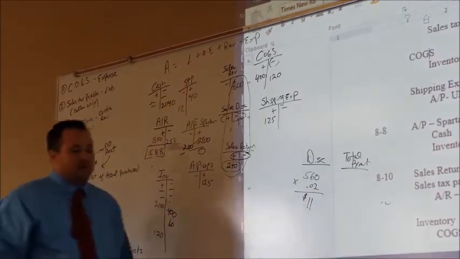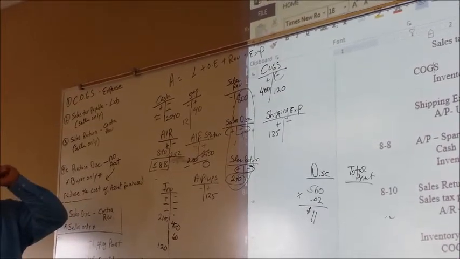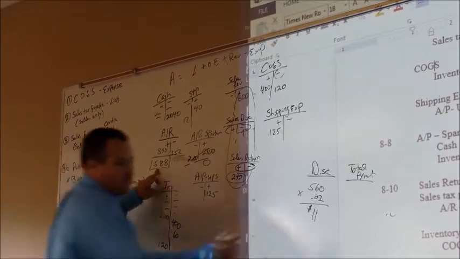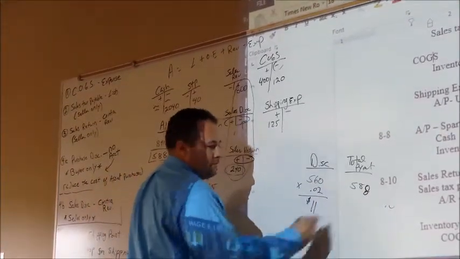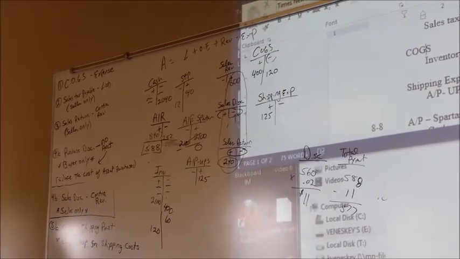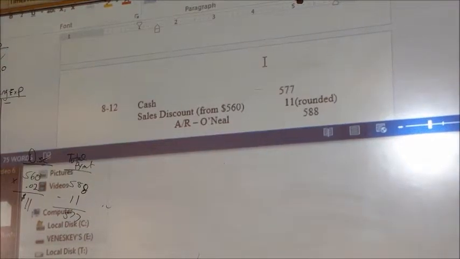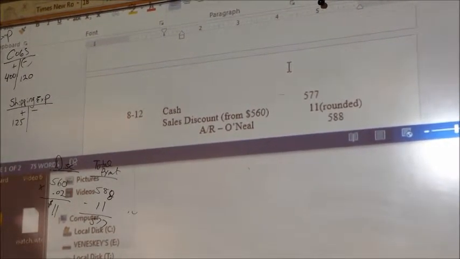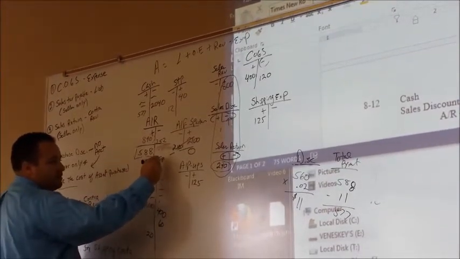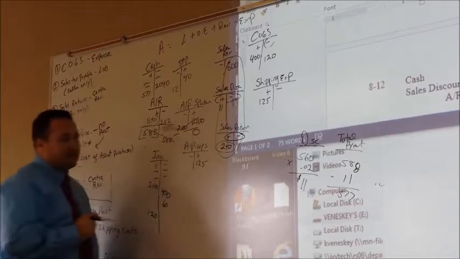So total payment. How much do I owe before any discounts are concerned? 588. Minus the discount. Use my little notes here to show that I'm Tony D. I got cash of $577 because O'Neill paid me. The missing piece here is the sales discount of $11.